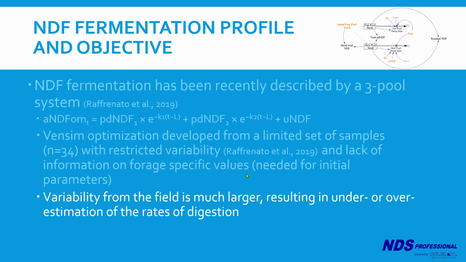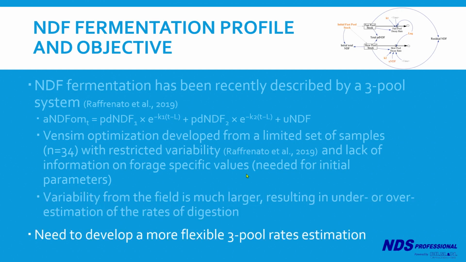We've been realizing that the variability from the field is much larger, and that Vensim optimization could actually result in under or overestimation of the rates of digestion. So our objective was to develop a more flexible three-pool rates estimation that would result in a more accurate estimation of these amounts.